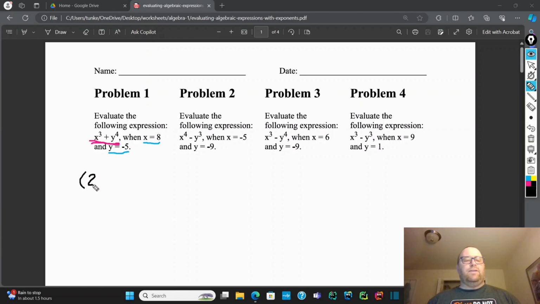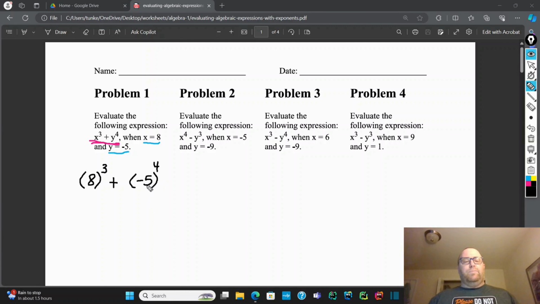So we have 8 cubed plus -5 to the fourth power. Okay. And if you're raising a number like -5 to an even power like the fourth power, let me fix that up a little bit. Make that 4 a little bit better. So if you're raising a negative number to an even power, the result will always be positive. If you're raising a negative number to an odd power, the result will be negative.